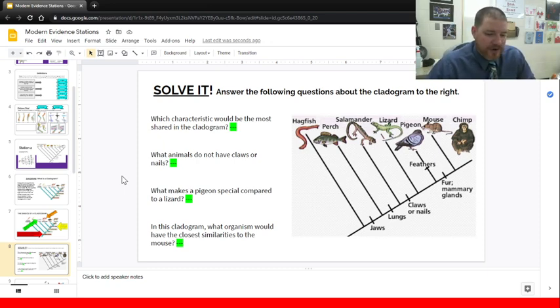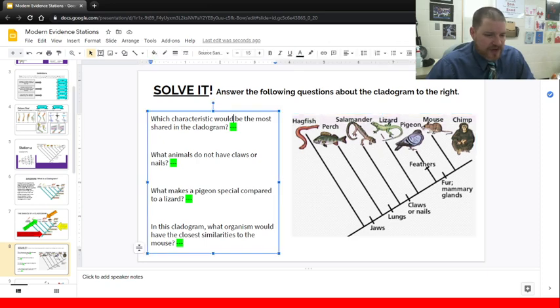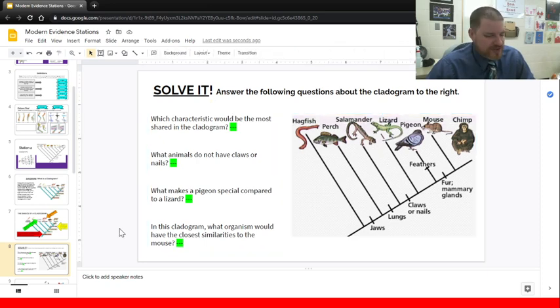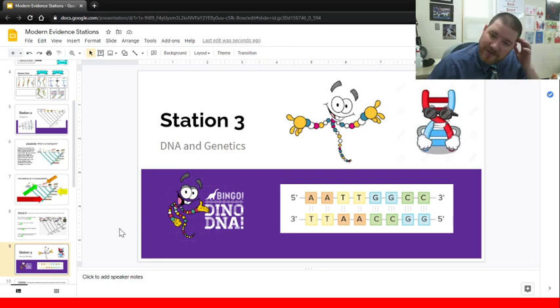So what you're going to have to do for our cladograms is to solve it. You're going to have this cladogram picture over here, and you'll need to answer these 4 questions about it. And that's it, because that's kind of a very specific new skill that you're learning about, so I only gave you one thing to do with that.